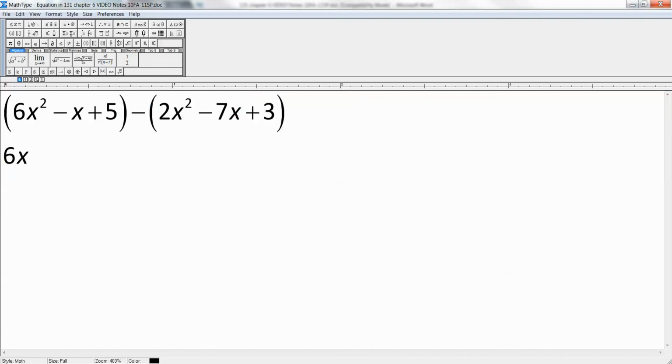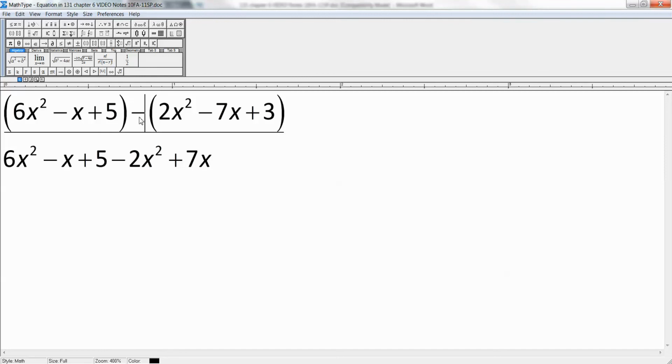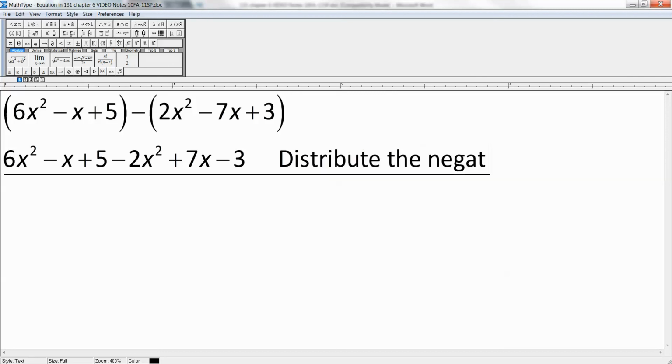Okay, so the front parentheses still don't really matter that much. It's 6x squared minus x plus 5, no problem. But the back parentheses, I want to subtract all of them. So you have to distribute your negative. It's minus 2x squared plus 7x, right? Because it's minus a positive 2, minus a minus 7. Minus a minus 7 is plus 7. Minus a positive 3, so that makes minus 3. You have to distribute, better make a note, distribute the negative.